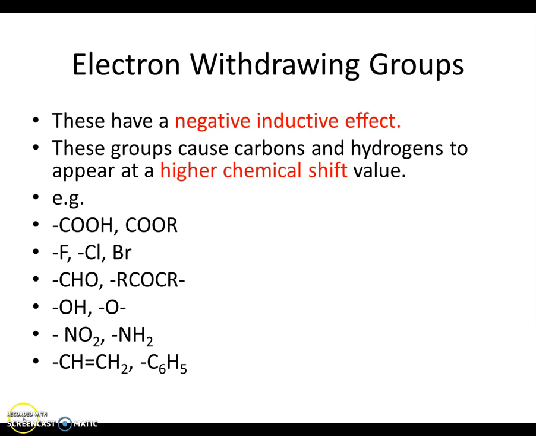So an example of a few groups are carboxylic acid or an ester, halogens apart from iodine, aldehydes, ketones, alcohols, ethers, nitro groups, amines, alkenes, and aromatic groups.